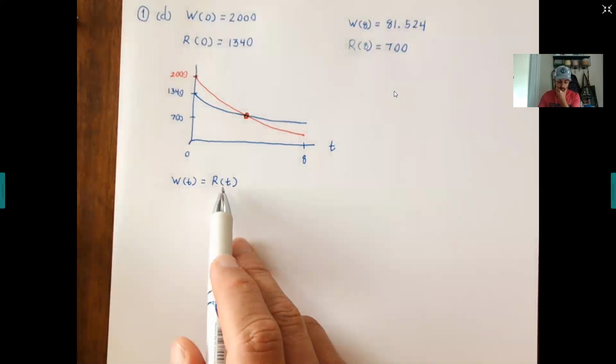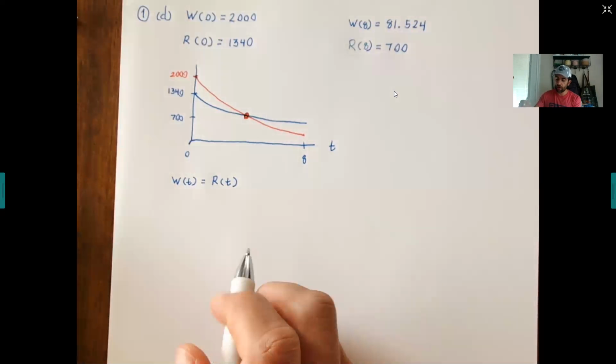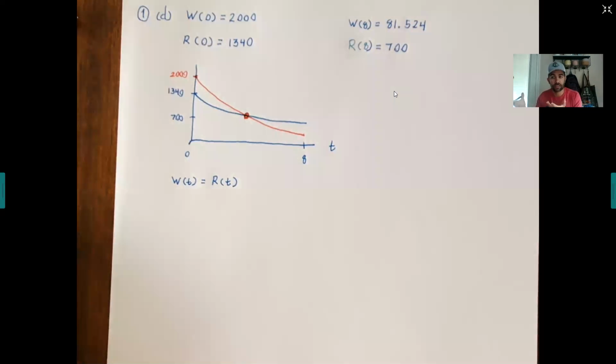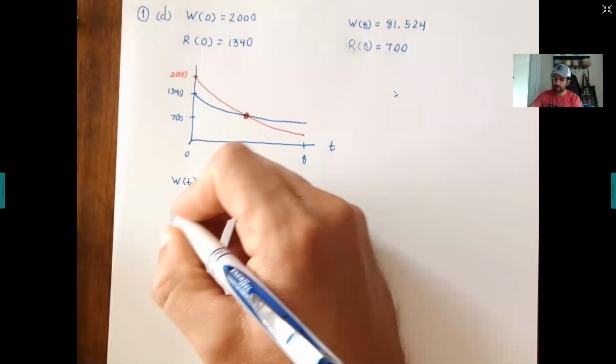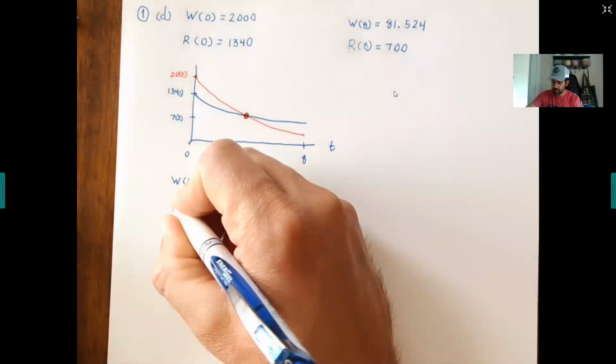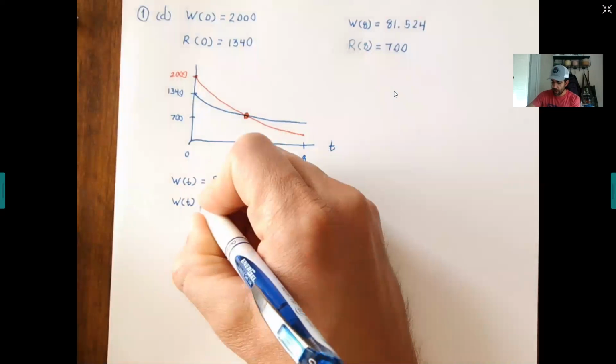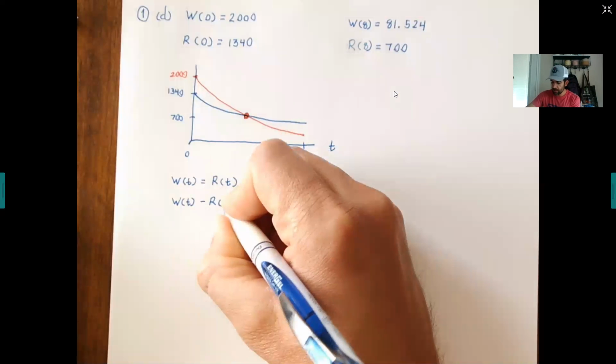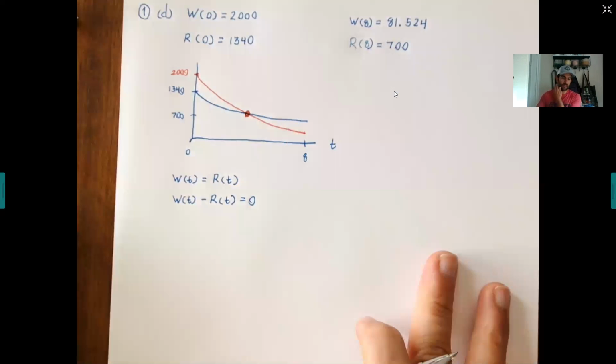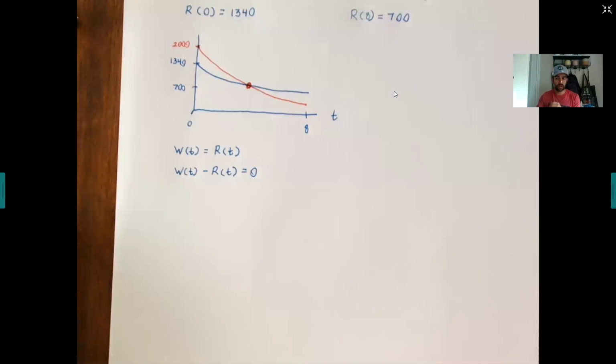Okay, so honestly, I looked at the key to figure out how they did it, but what they did, which is pretty clever, I guess, is basically, let's do this. If I subtract r of t, that's going to give me 0, okay? So basically, I'm trying to figure out where it crosses the x-axis, if you will.